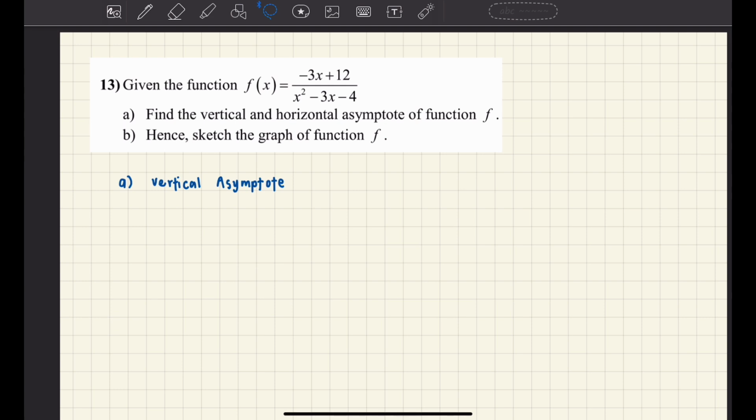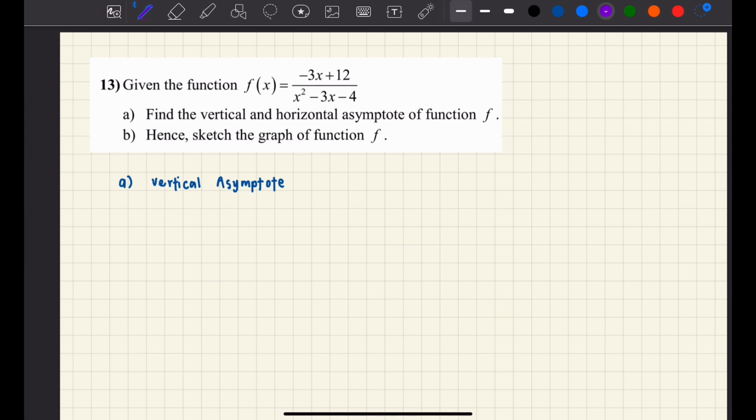Okay, so kita ada dekat sini satu function. We have a function f(x), right? And then soalan kata find the vertical and horizontal asymptote of function f. And then lepas tu kita akan sketch the graph of function f. Right, so let's find the vertical asymptote first.